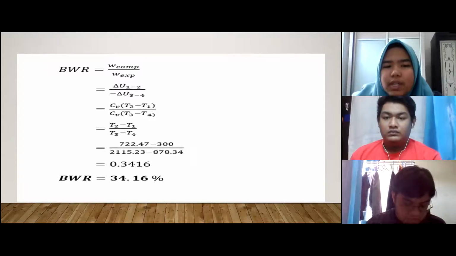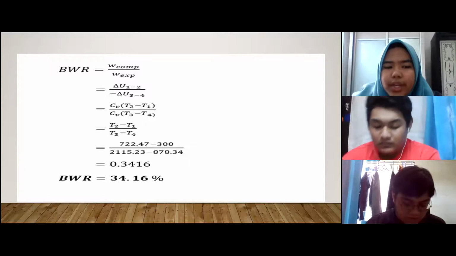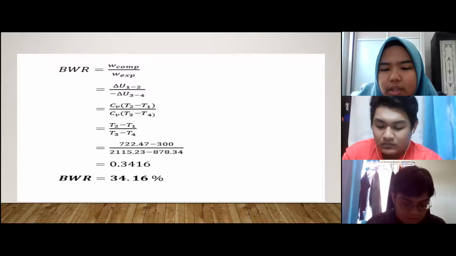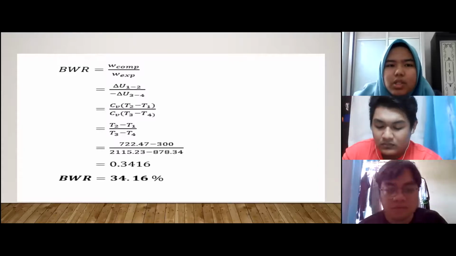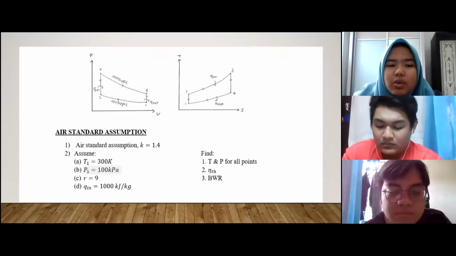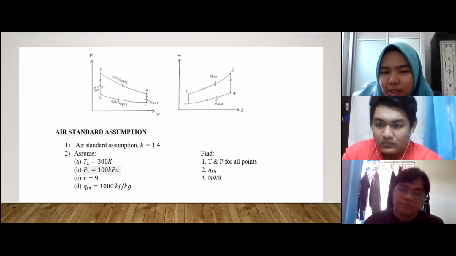Then we fill in the value. We get the BWR is equal to 34.16%. So I'm going to pass it to Akram to continue with the extended assumption.